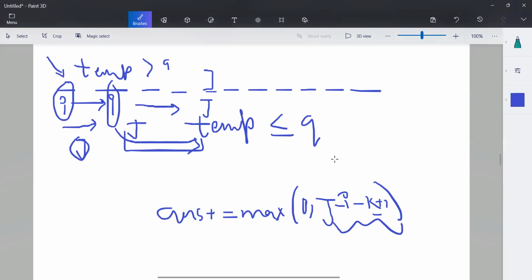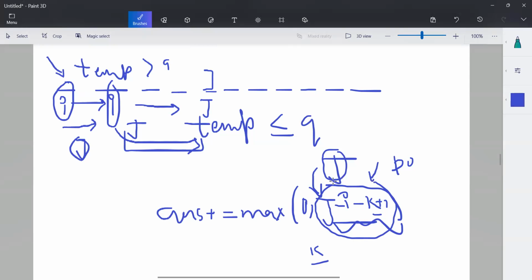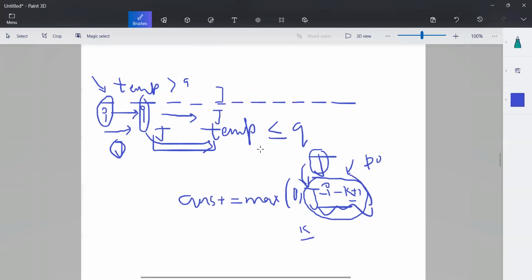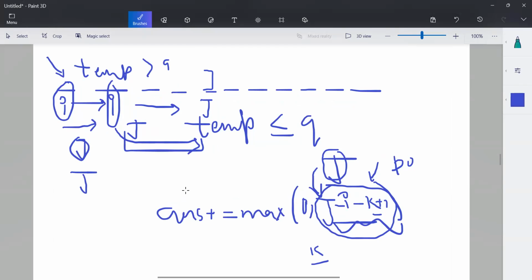So for the current J, this will give me the possible number of starting options if my current vacation is ending at J. So these are the possible options that I have so that my vacation is at least K days, and these are the different starting positions for the current J. I will increment J from here to here, and till my temperature at J is less than or equal to Q, I'll keep incrementing and I'll keep adding these to my answer. So this is also just implementation. Is the approach clear to everyone?